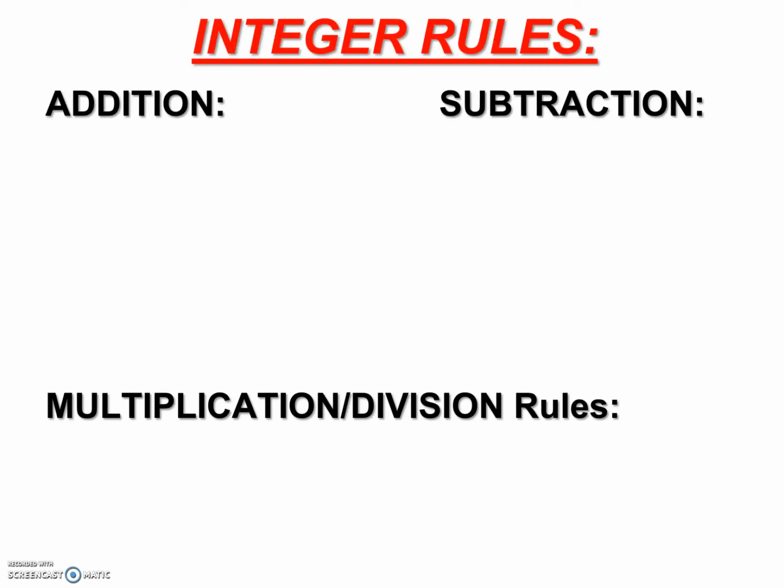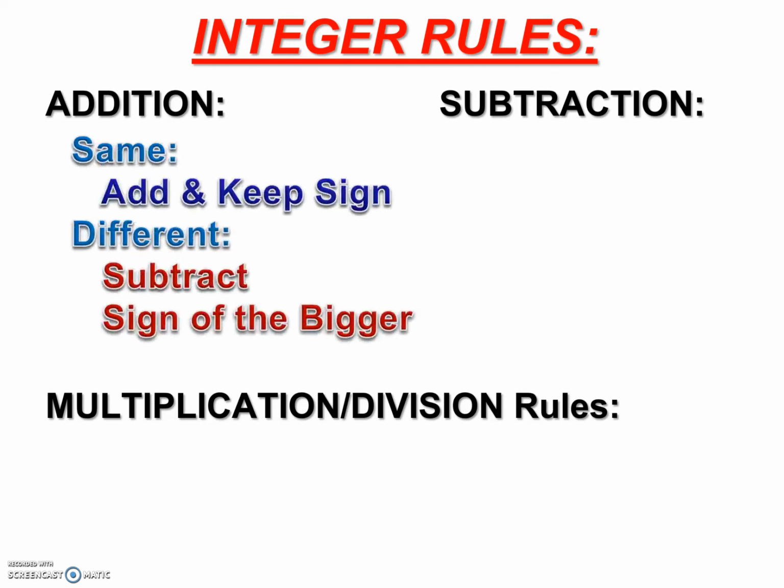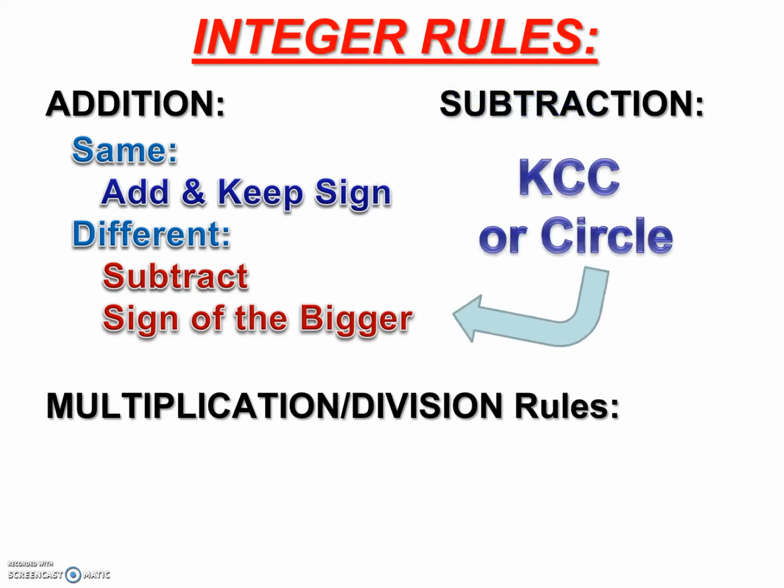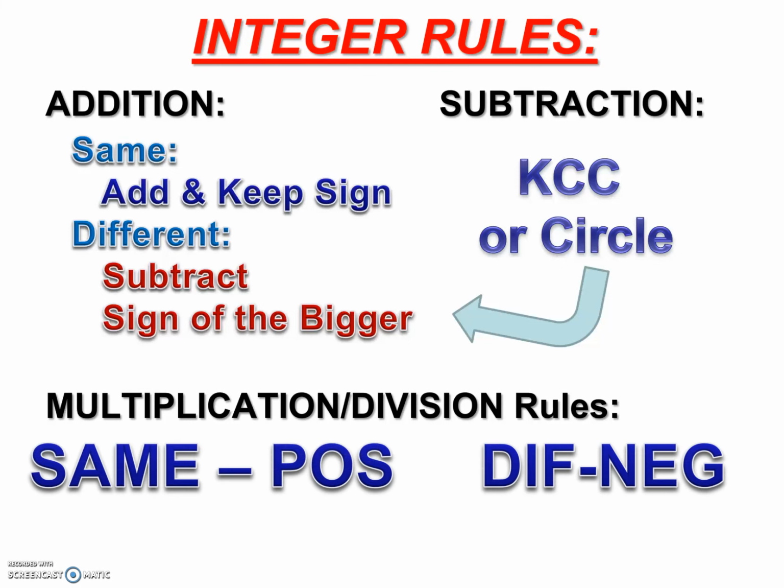So let's remember our integer rules, right? For addition, it's same sign, add. Different sign, subtract. We keep the sign of the bigger one, so you can be exact. With subtraction, keep-change-change, or you can use the circle method, right? The reason we do that is to turn subtraction into addition. And let's not forget our division and multiplication rules. Same sign, positive; different sign, negative. So the idea is the same thing that we've been doing. This time we're just going to do multiplying and dividing with rationals.